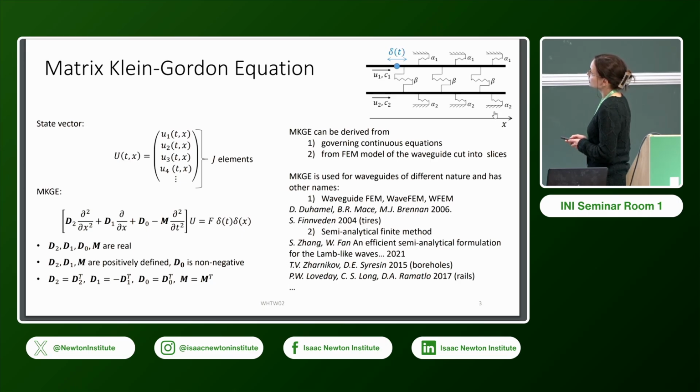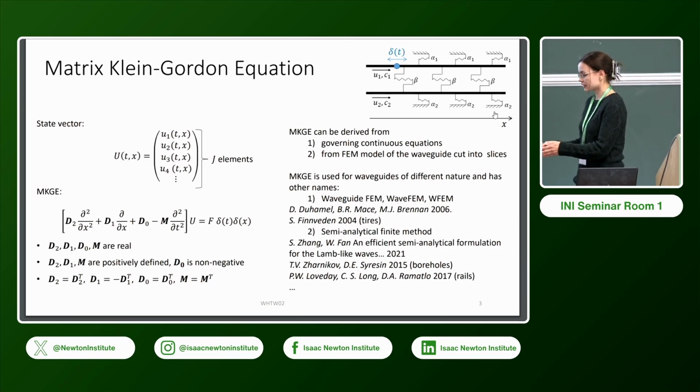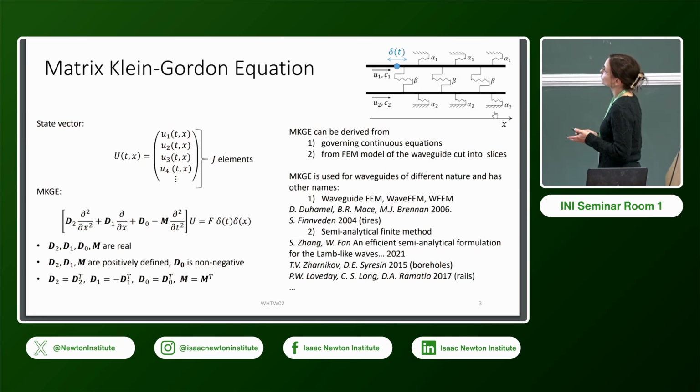Matrix coefficients d2, d1, d0 should obey these properties to provide that kinetic and potential elasticity energy are positive. And this equation can be derived from the governing equations of continuous media, and also it can be derived from a finite element method model for a waveguide. It's a standard approach to study a waveguide. We can cut a waveguide into slices, apply the finite element method to one slice, put Floquet boundary conditions on its cross section, and we can study its dispersion diagram. So both the matrix Klein-Gordon equation and the finite element method are consistent in this case.